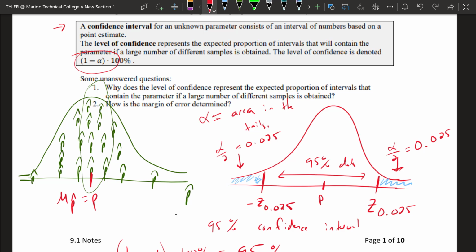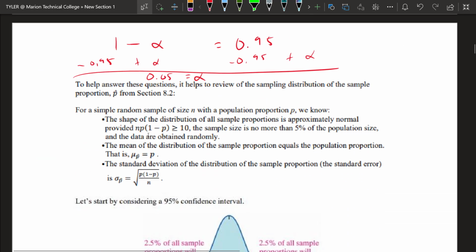Right? So then there's maybe some questions we need to think about, like number 1, why does the level of confidence represent the expected proportion of intervals that contain the parameter if a large number of different samples is obtained? And number 2, how is the margin of error determined? Right? So we want to address these questions.